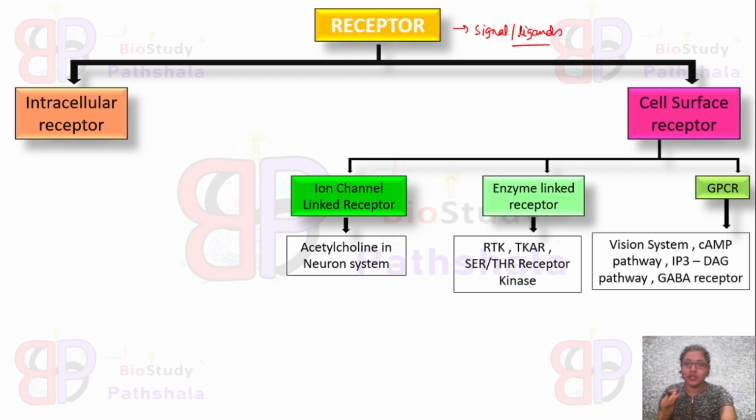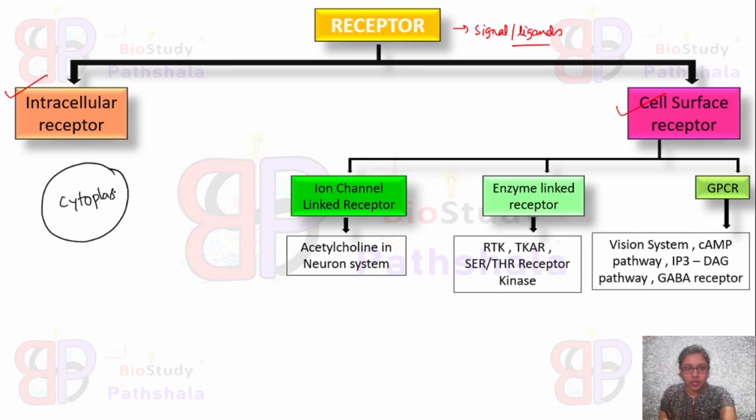On the basis of the place of occurrence, these receptors are mainly of two types: intracellular receptors and cell surface receptors. Intracellular receptors are mainly found inside the cell, that means in the cytoplasm, mainly in soluble form, while cell surface receptors are mainly found on the plasma membrane, spanning the plasma membrane this way. And these cell surface receptors are mainly of three types: ion channel linked receptor, enzyme linked receptor, and GPCR.